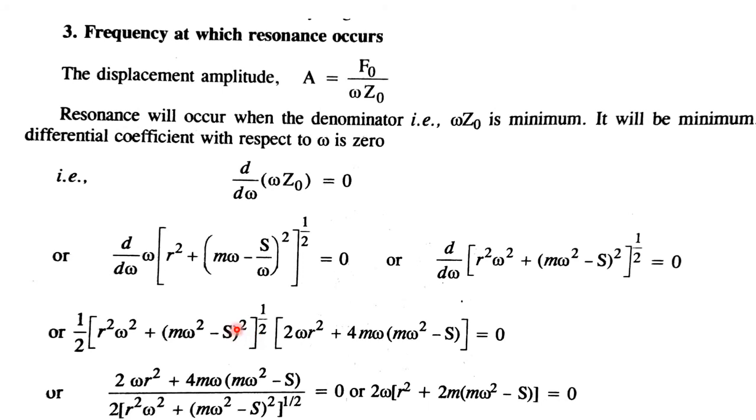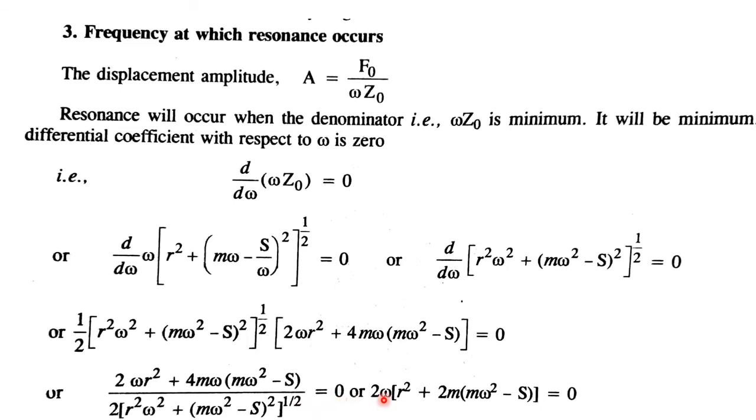Be careful, there is one mistake. I think it is also there in your book. It is minus 1 upon 2. Naturally when I differentiate, it will be 1 upon 2 into this, and the differentiation of this factor will give 1 upon 2 minus 1, which basically gives minus 1 upon 2. Don't forget to include minus 1 upon 2 over here. This factor is equal to 0. Take this minus sign, naturally it will be in the denominator. The final expression you will get is 2 omega r square plus this much, divided by 2 into this, raised to the power 1 upon 2, is equal to 0.